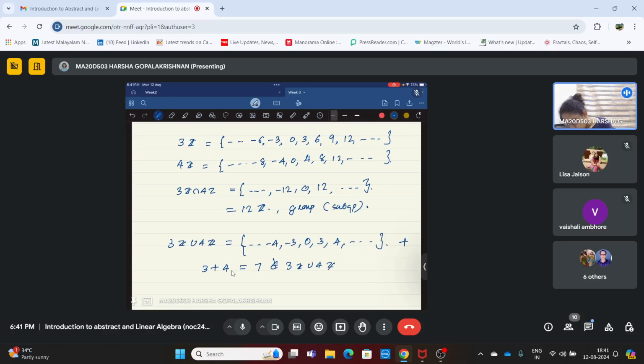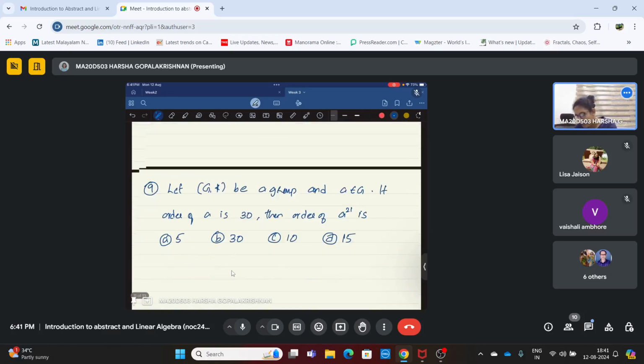So this is not a subgroup, it is just a subset. So in general, intersection is always a group, and union is not always a group. We cannot say always, but in general it is not a group.